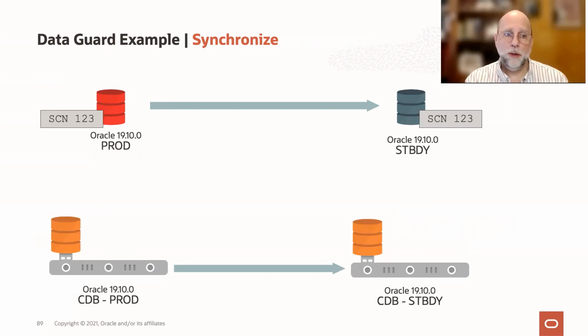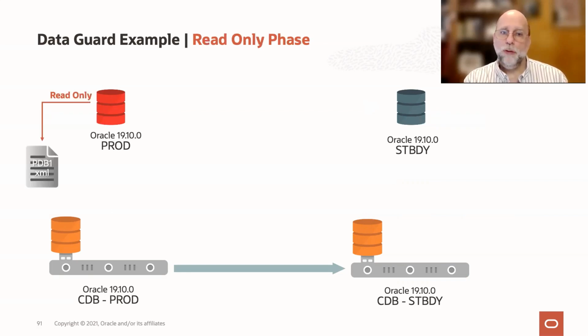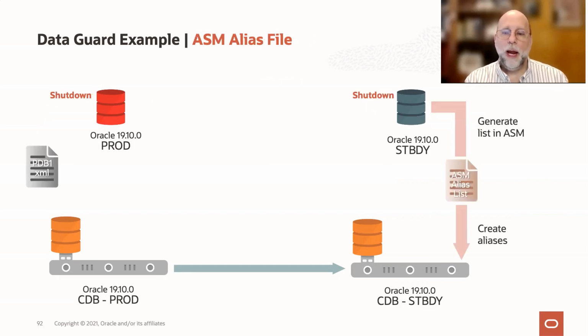Then we need to make absolutely sure that your production and standby non-CDBs are at the exact same SCN. There's a hidden slide in the deck when you download it with all the ways that you can do that to make sure they're exactly synchronized, not off at all. Then you do your usual set read only, create your XML manifest file, and a separate step if you're in ASM. On the standby, you need to create what is called an ASM alias list.